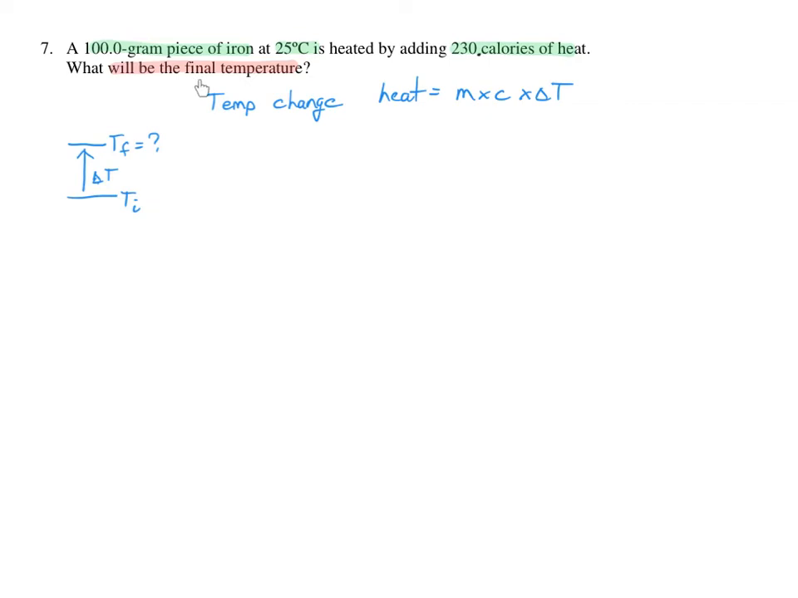We're asked to calculate the final temperature of a piece of iron after we add some heat. Okay, so we're given the initial temperature. We can calculate delta T using this equation and finally determine TF.